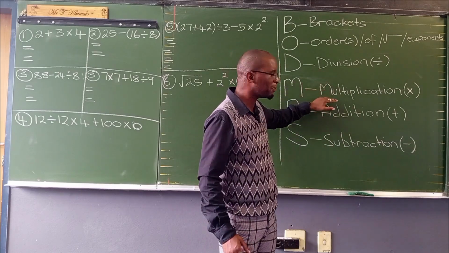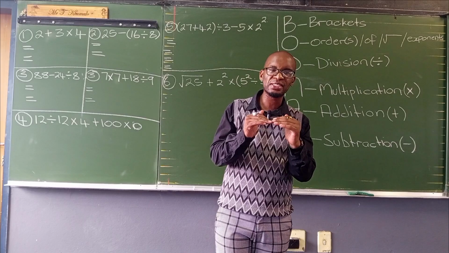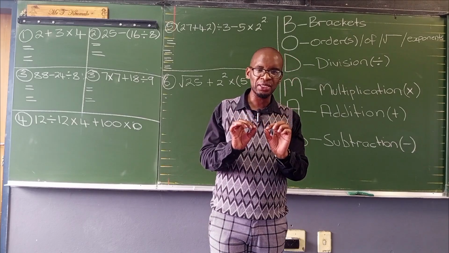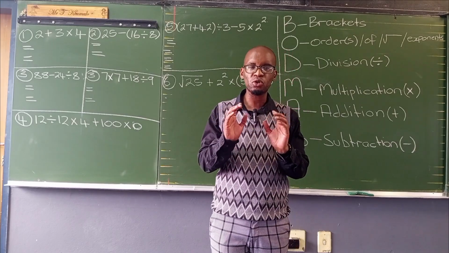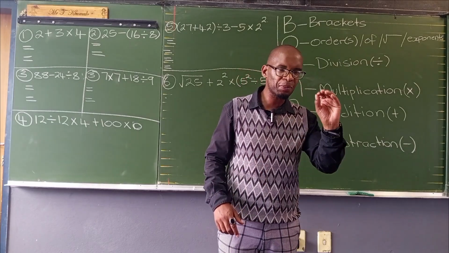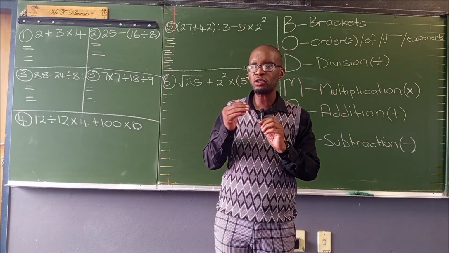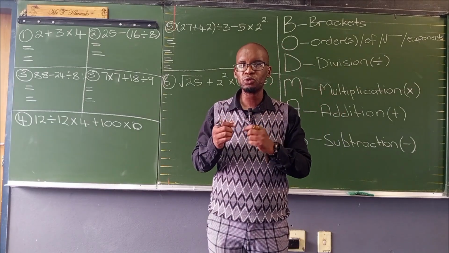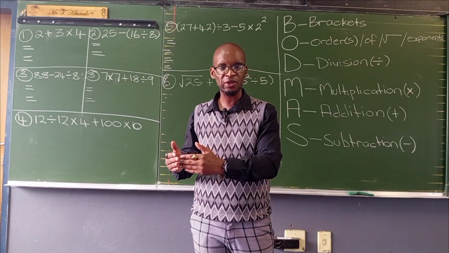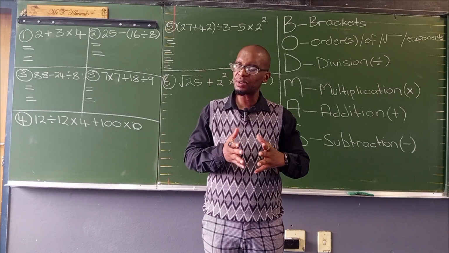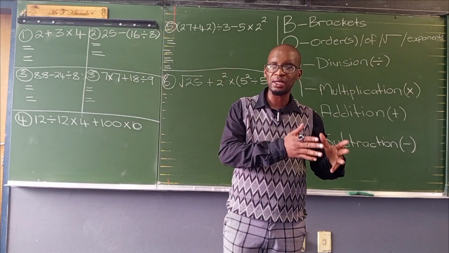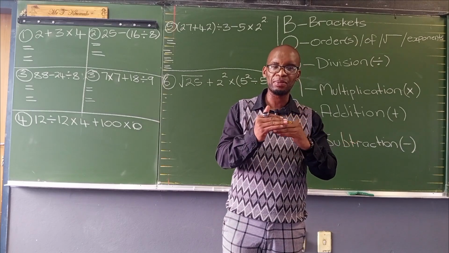So your division and multiplication are treated on the same level. What does that mean? That means in your number sentence or in your sum, when you have multiplication and division, it does not matter which one comes first. You do that first. If division comes first, you do division first. If multiplication comes before division, you do multiplication first. So they are on the same level.